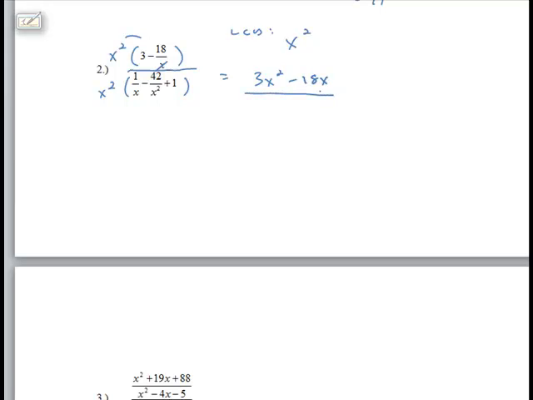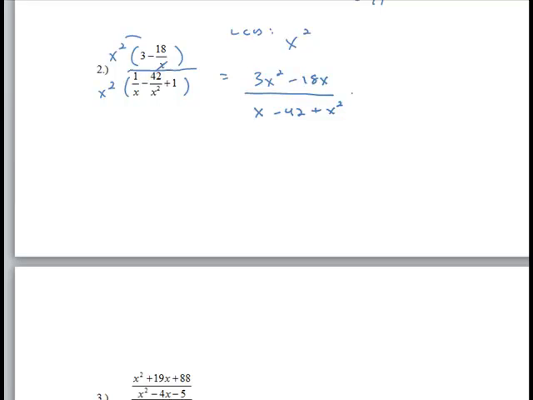The denominator, x squared times 1 over x, once again that x in the denominator cancels out with one of those x's in the LCD, leaving us just x. Minus 42 over x squared here, both x's, the x squared cancel out, leaving us just negative 42, plus x squared times 1, nothing cancels out, so x squared.